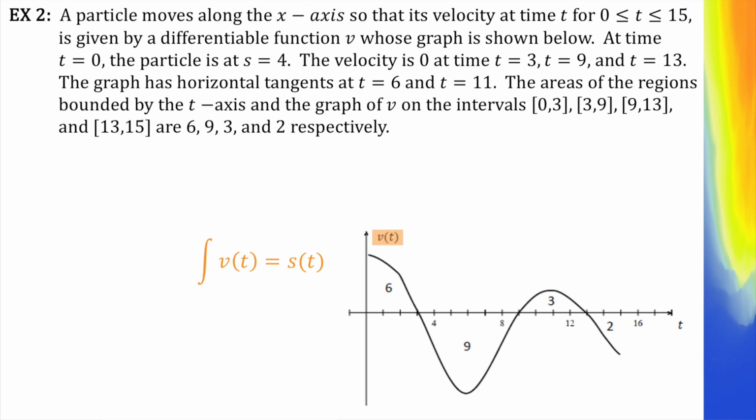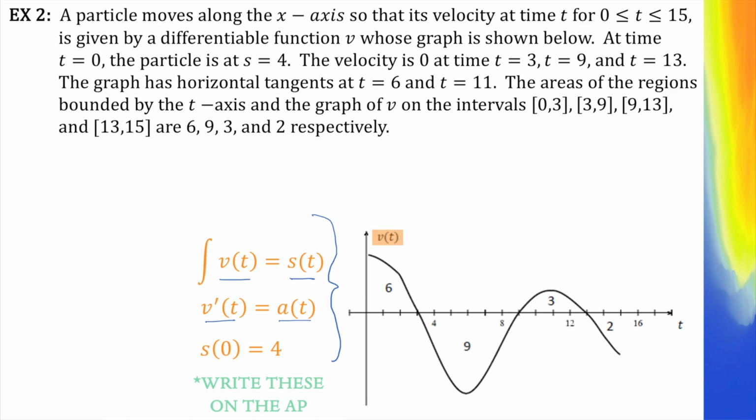So what do we have so far? We know that the antiderivative of velocity is position. We also know that the derivative of velocity is acceleration. We also know that we have a starting position of 4. And if you're taking the AP exam, you need to write all of these down. You need to establish the relationship between velocity, position, and acceleration. And then you can use these terms as you need to as justification or explanation.